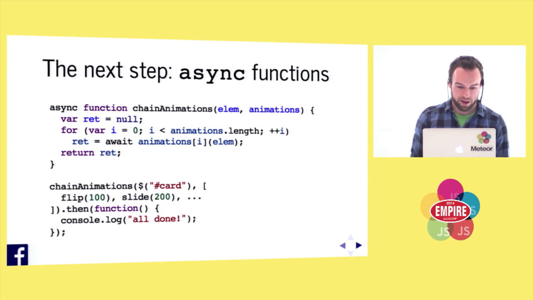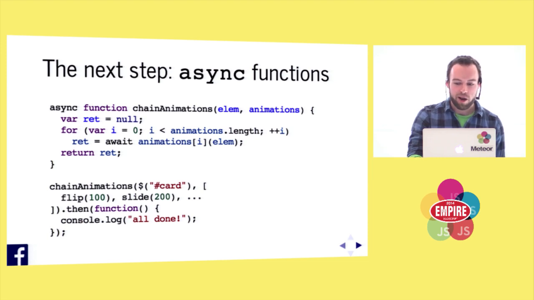And it means that if you're using jQuery, you can grab some card element and then pass a bunch of animations to it, maybe a flip that takes 100 milliseconds and a slide that takes 200 milliseconds. And then you can just wait for that to finish, because that's the promise syntax. That's great, because that's a relatively small amount of code there.